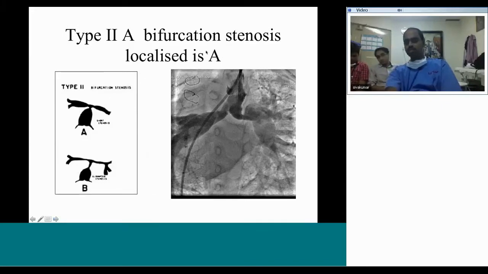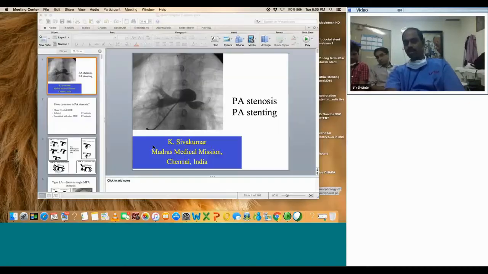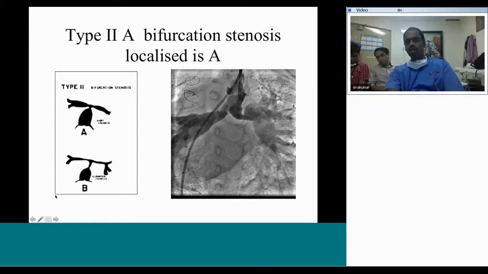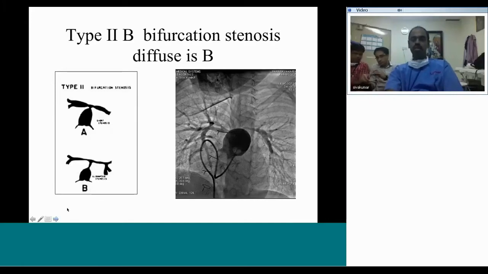Type 2 is bifurcation stenosis. And if it is very, very localized, then it is called 2A. And if it is diffuse, you see this is also a bifurcation stenosis, but extending all the way up to the entire hilar. So this long segment bifurcation stenosis is type 2B.